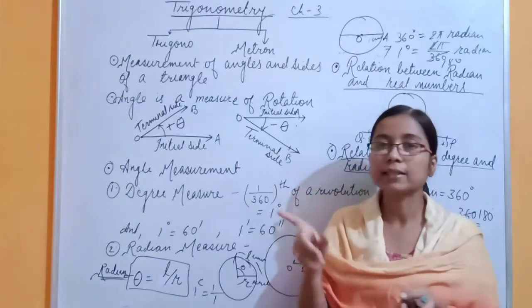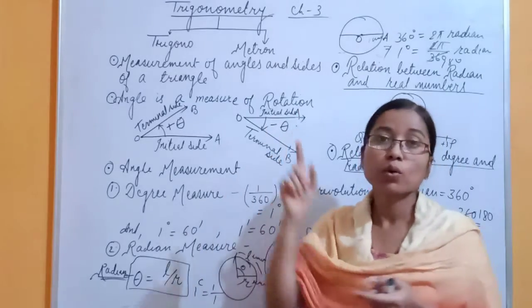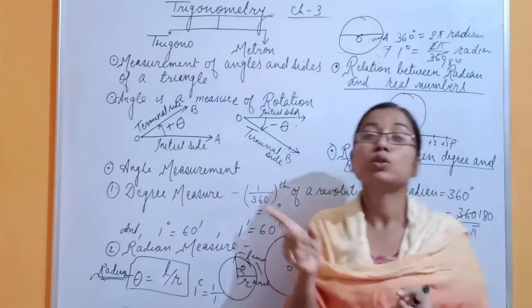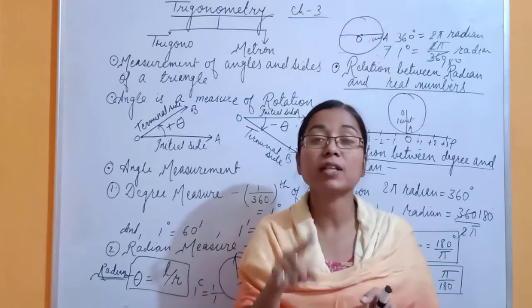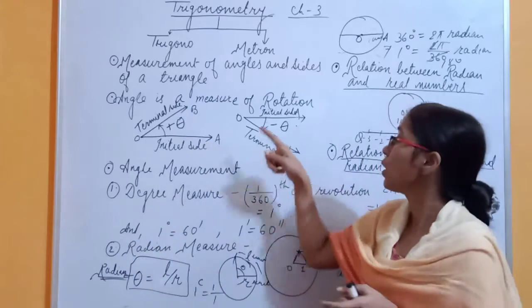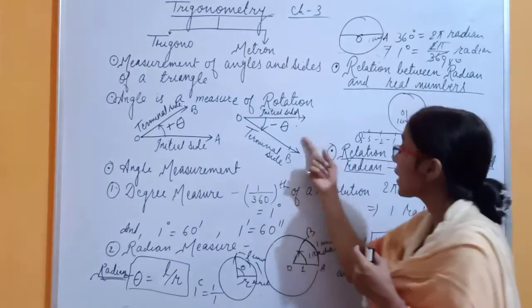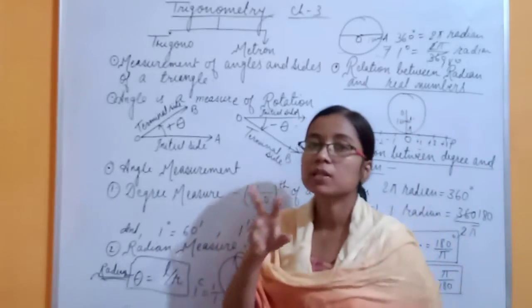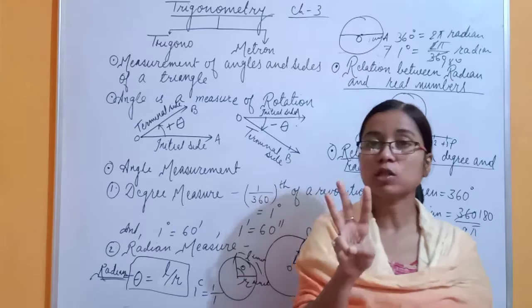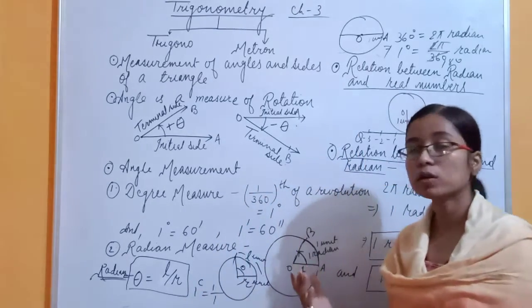Angle is nothing but rotation. Rotation is of 2 kinds. If you rotate in the anti-clockwise direction, it gives you a positive angle, and if you rotate in the negative direction, it gives you a negative angle. Angle measurement is of 2 types, degree and radian. Actually it is of 3 types, but grade is not included in your syllabus, so I am not discussing it.